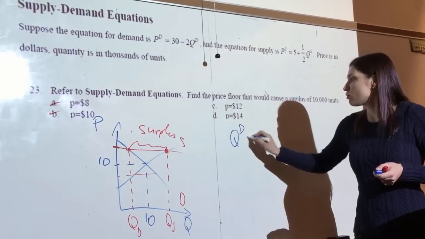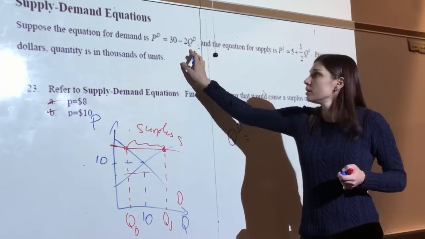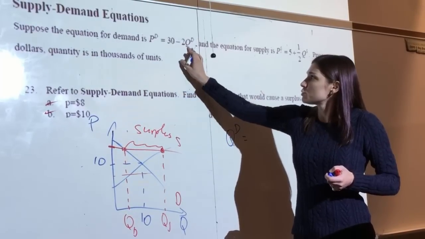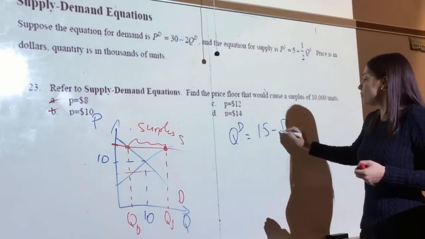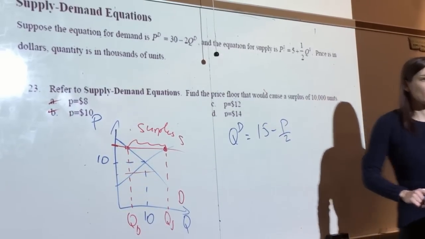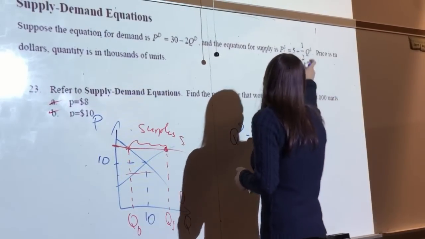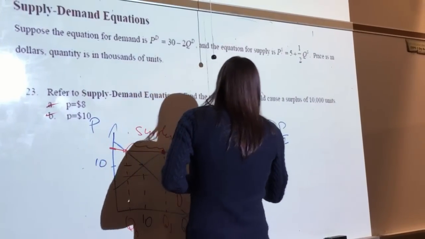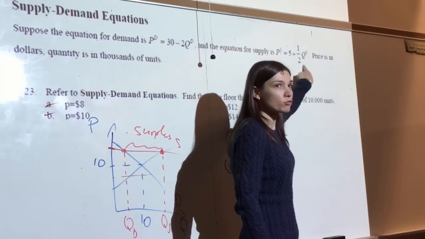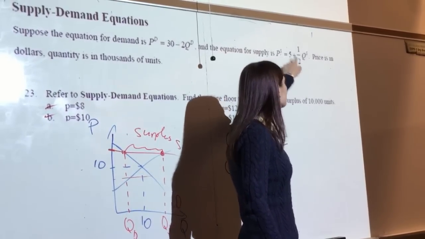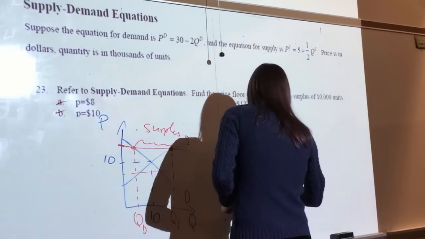We can just solve from the demand formula. So if you solve for Q here, you get 30 minus P equals 2Q, or Q equals 15 minus P over 2. And do the same for the supply curve. So if you solve for quantity supplied here, what you get is P minus 5 equals 1/2 of Q, or Q equals 2P minus 10.